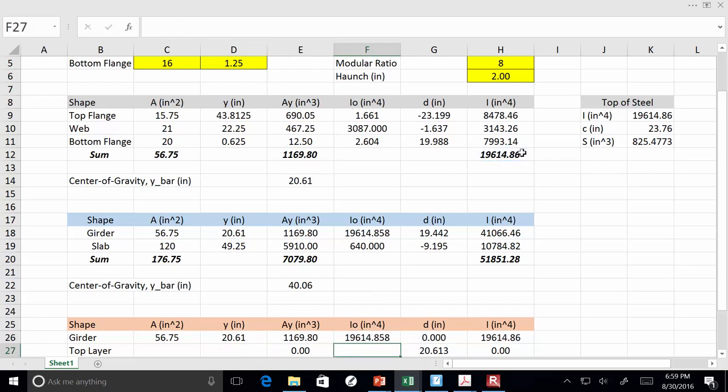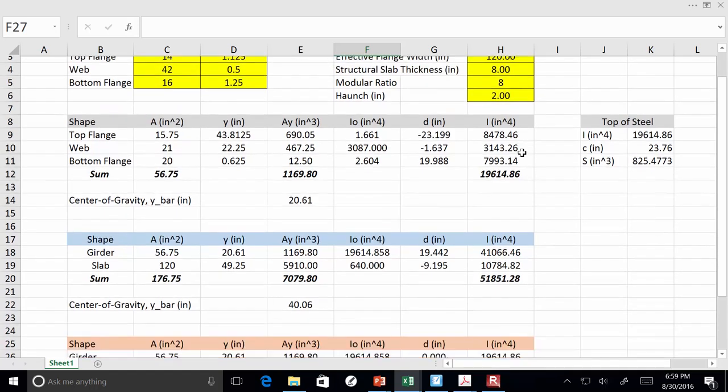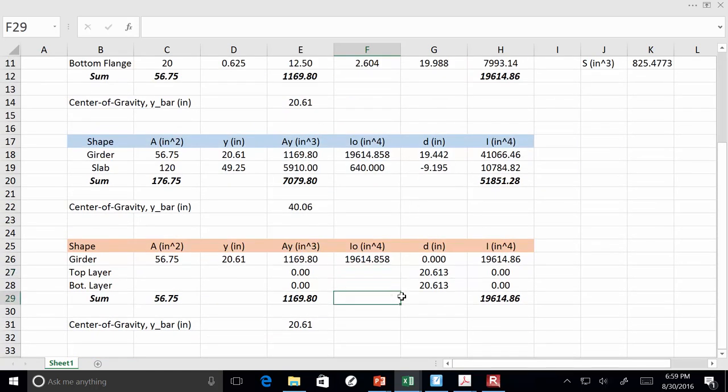Now notice how these numbers look a little different than what I was dealing with before. It's because I changed all the dimensions. The flange sizes and the web sizes are different. Sound good? All right. So luckily everything else has already been sort of calculated for me. It's one of the nice things about Excel. You can kind of just copy and paste and everything's kind of nice. All right. Now we've got this top layer of reinforcement and the bottom layer of reinforcement.